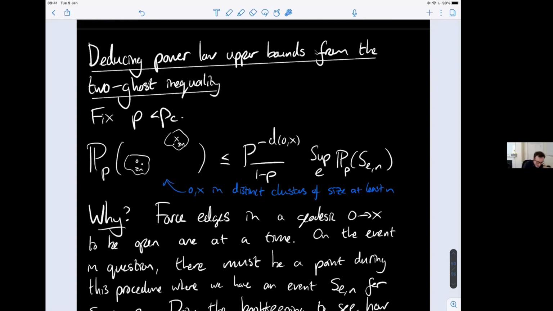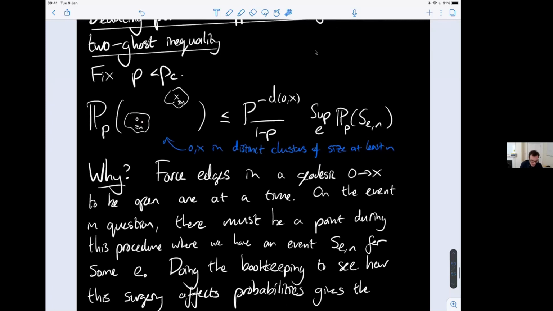So the precise inequality that we prove is that if you have two points, the origin and x, that are some distance from each other, then the probability that the origin and x lie in distinct clusters, both of which have size at least n, is at most this probability we get control of from the two ghost inequality, namely the same thing but where the origin and x are neighbors, so you're supremized over all pairs of neighbors, multiplied by something which is basically p to the minus the distance. So saying that if we take the origin and x not too far away from each other, then we're still going to get useful bounds from the two ghost inequality.